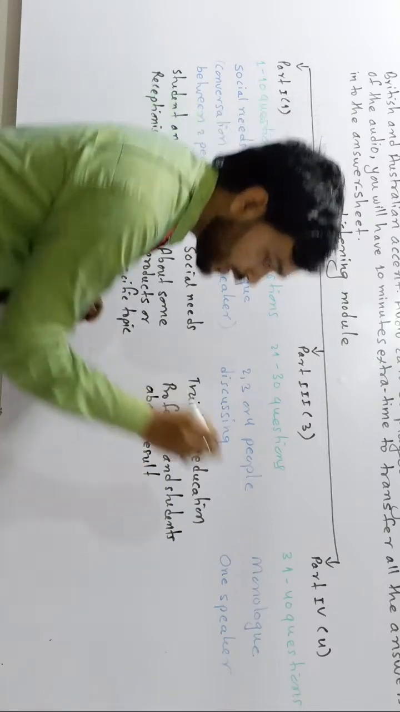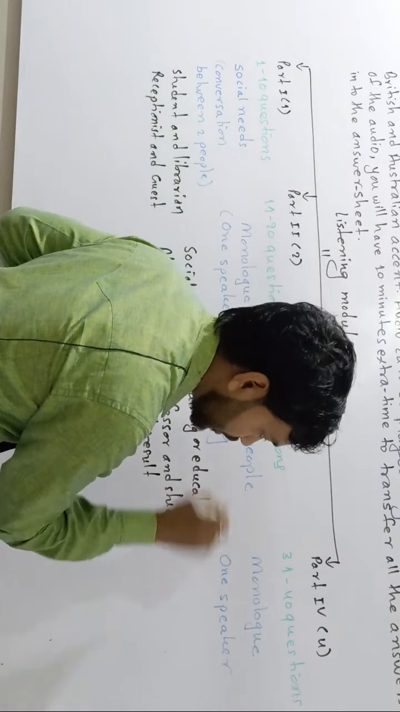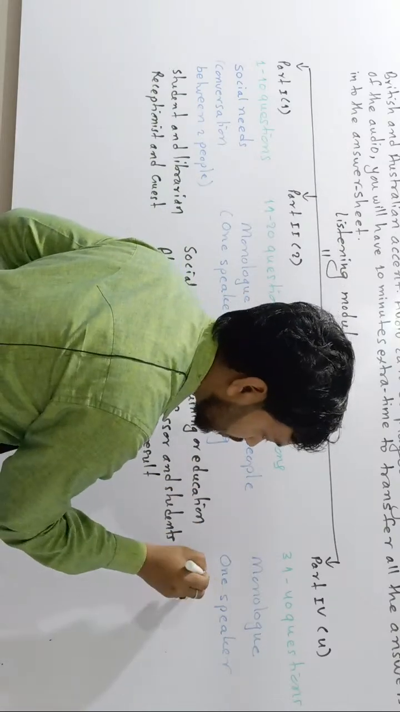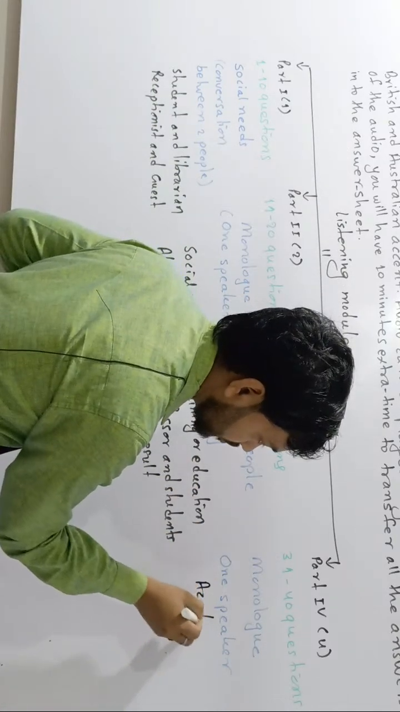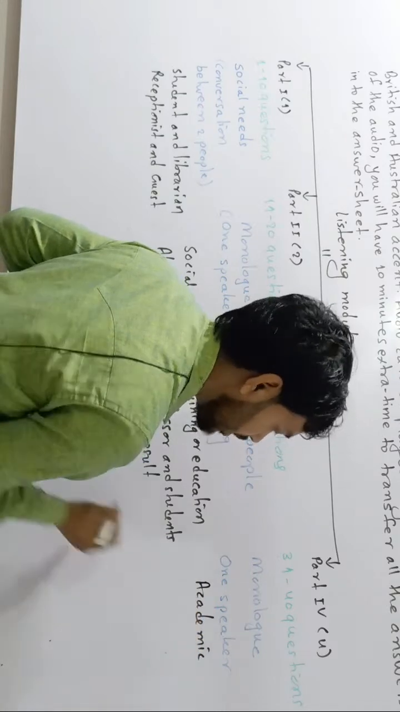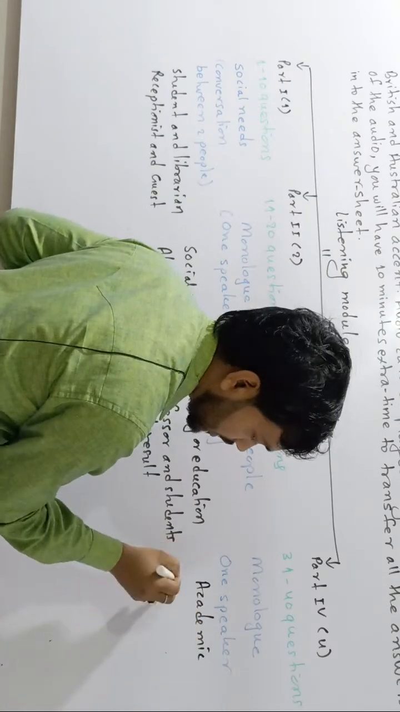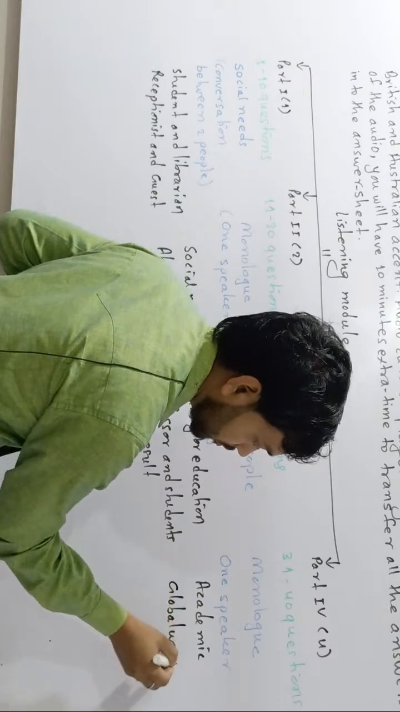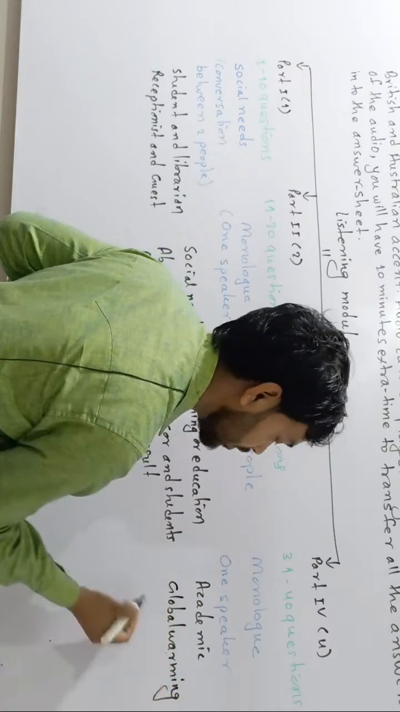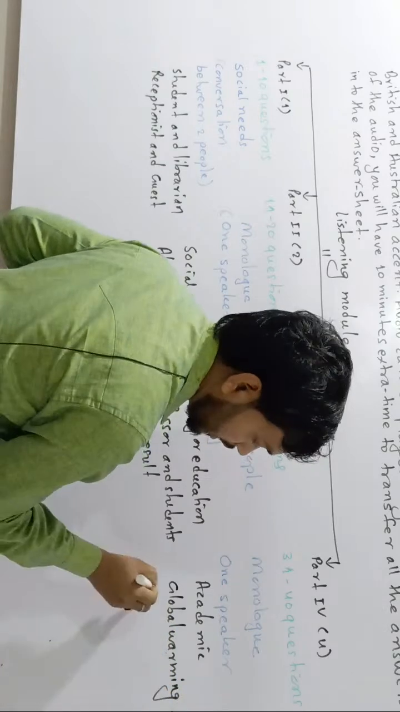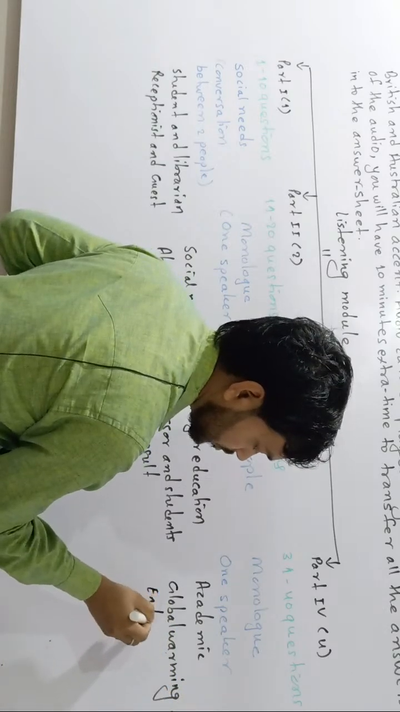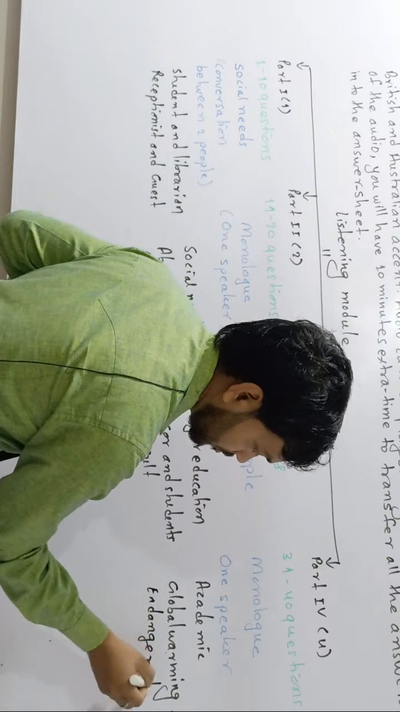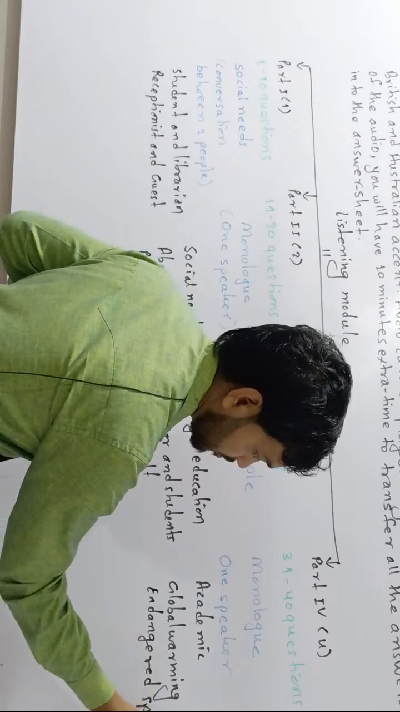And here you can find a monologue in part 4 about an academic topic. What you find here is something like global warming, or endangered species.